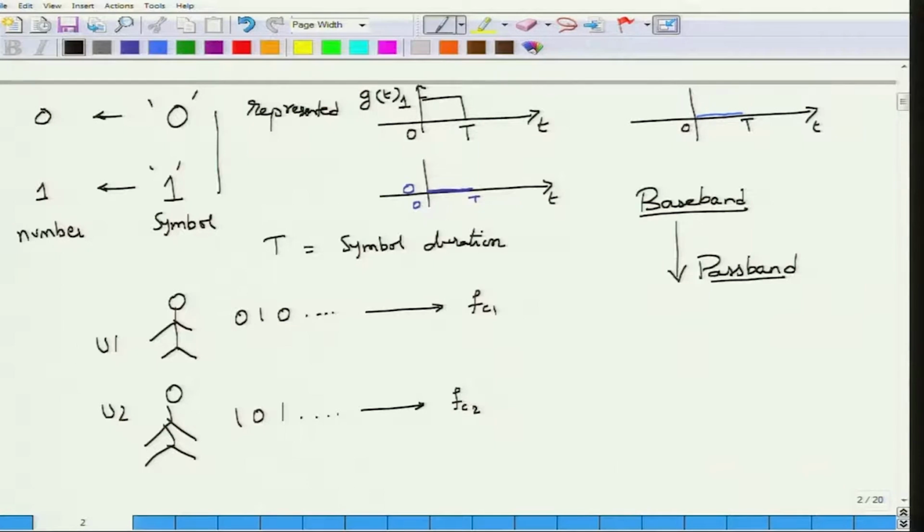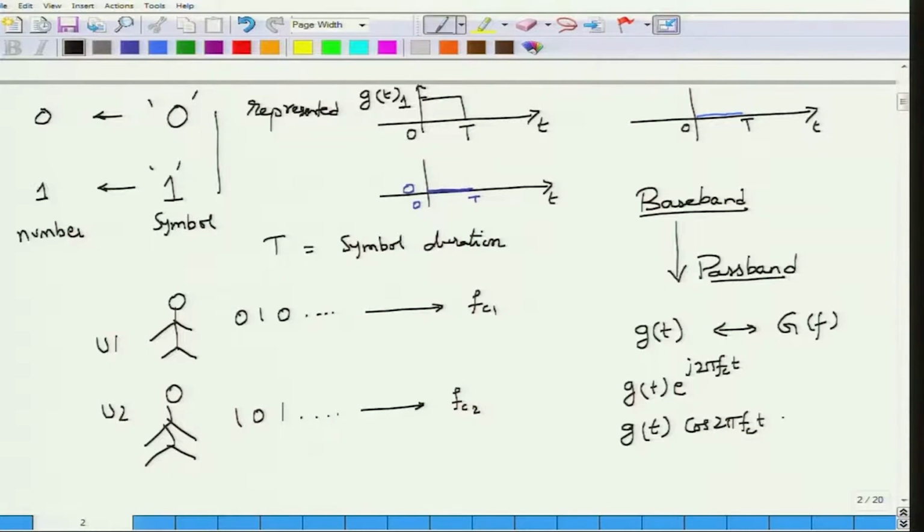Now, the simplest way of transforming this baseband into passband is to recall a theorem in Fourier transforms. If g of t is a signal which has a Fourier transform of G of f, then I multiply this g of t by e to the power j2 pi fct, or equivalently by cos 2 pi fct. This is the real way, this is the complex way. If I multiply by cos 2 pi fct, this has Fourier transform components centered at fc and minus fc. So, this will result in the Fourier transform being centered at fc and minus fc.